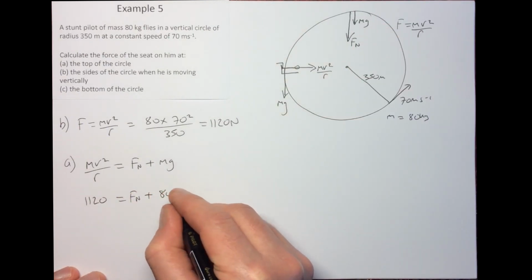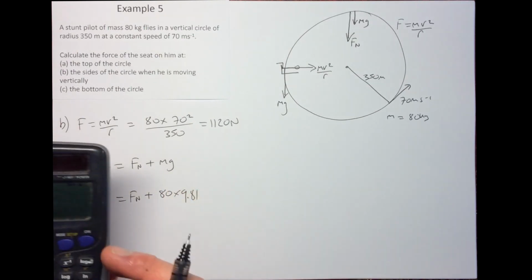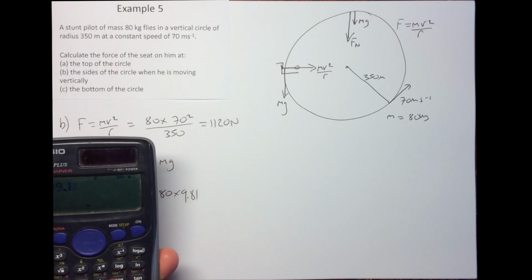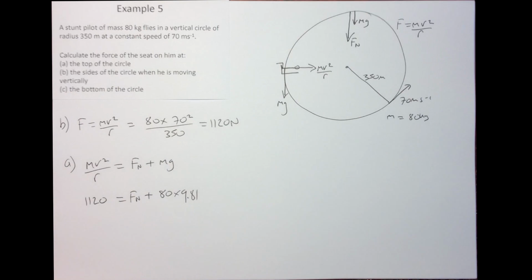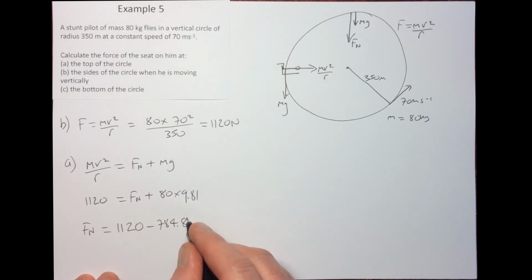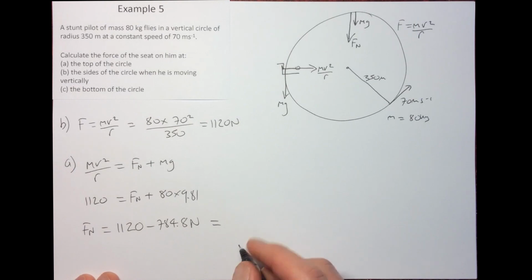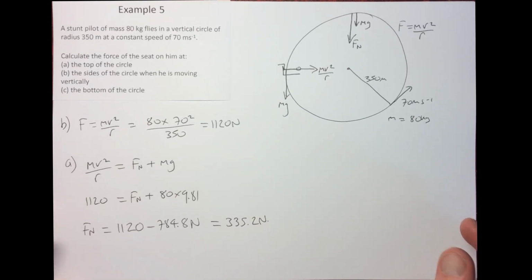Now mass times gravity is 80 times 9.81, and if you work that out, you're going to get 784.8. So we can rearrange this equation: Fn is equal to 1,120 minus 784.8 newtons, and that's going to give us 335.2 newtons, okay? 335.2 newtons.